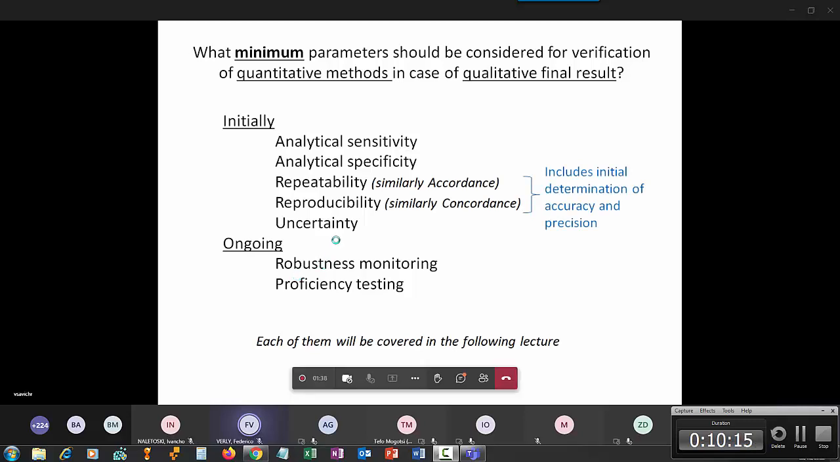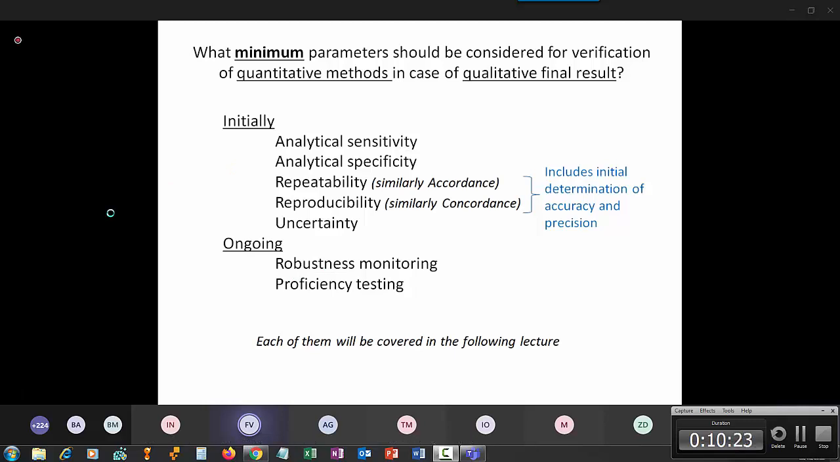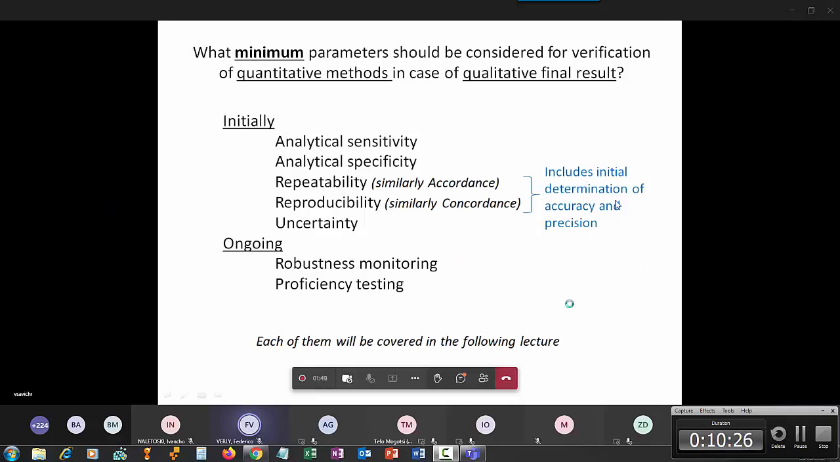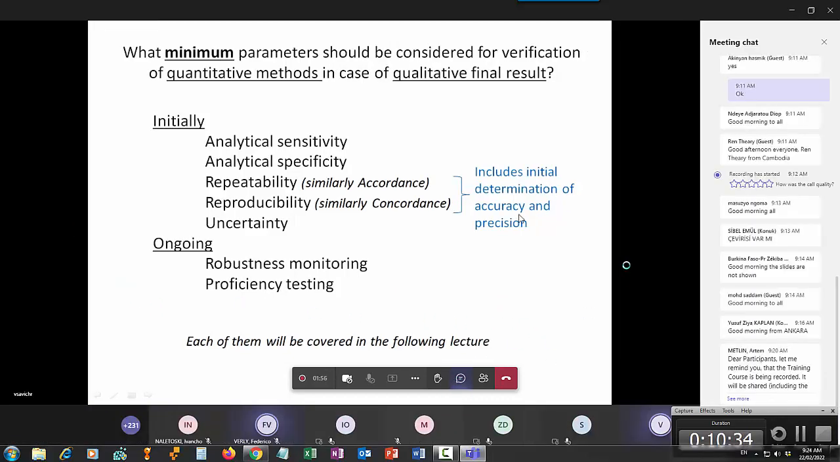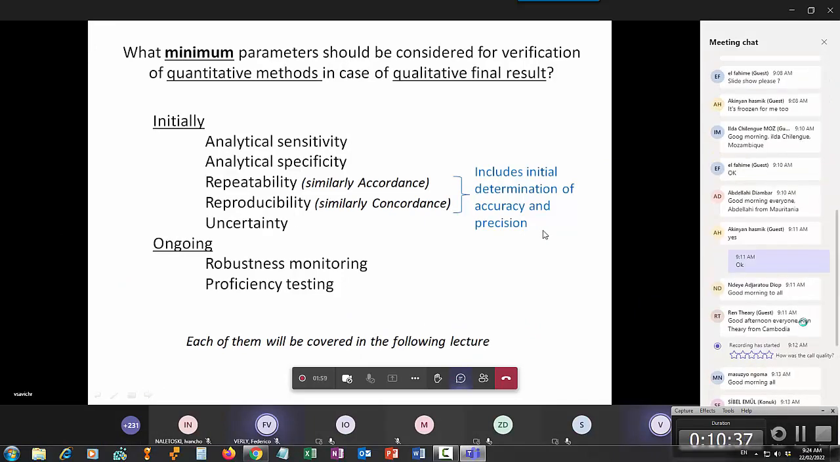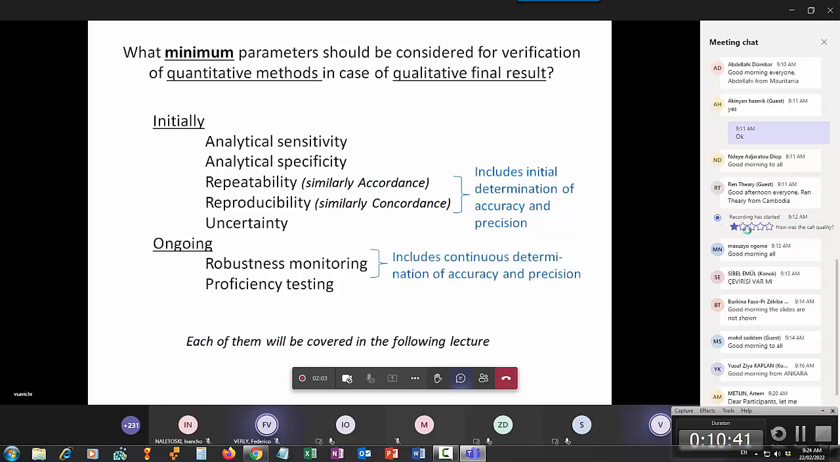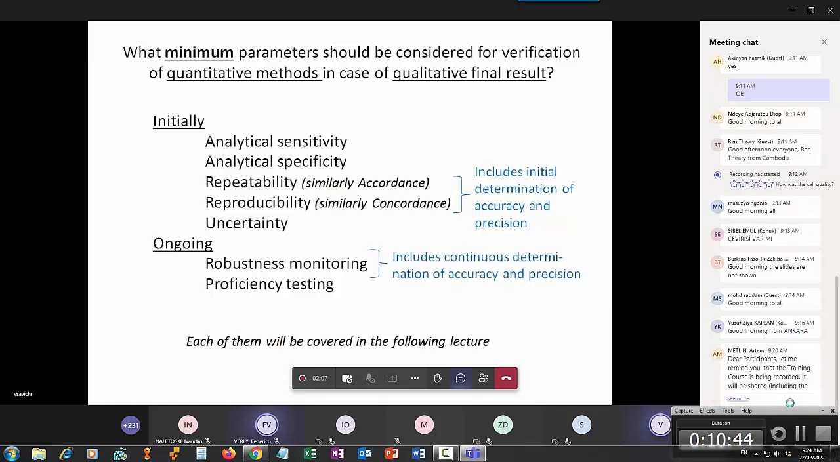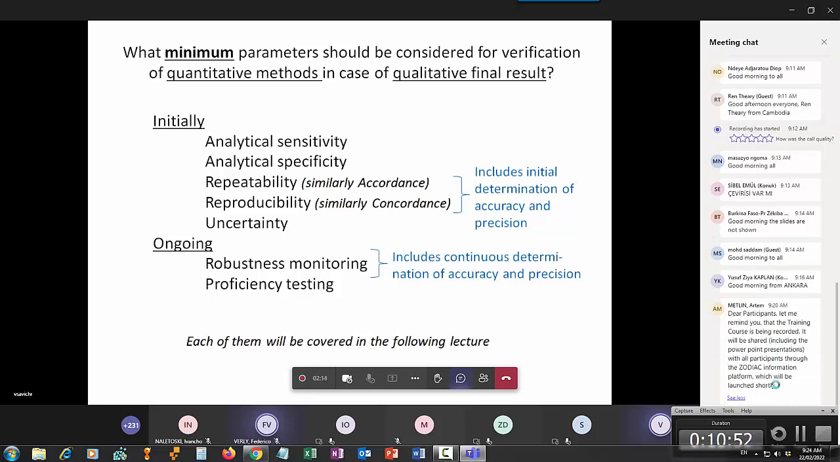Once we have conducted repeatability and reproducibility, we can see from these results our initial determination of accuracy and precision. I think yesterday you heard about accuracy and precision, and we will talk about them again in the next days. Also in ongoing verification, robustness monitoring gives us information about continuous determination of our accuracy and precision. And finally, when you conduct repeatability, the results can be used for calculation of the uncertainty of our method.